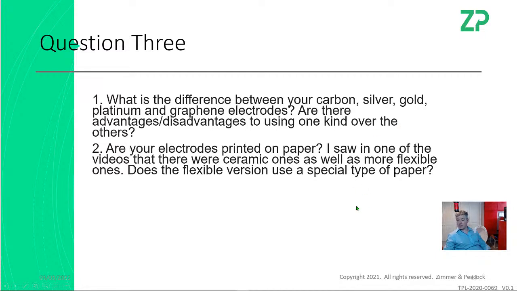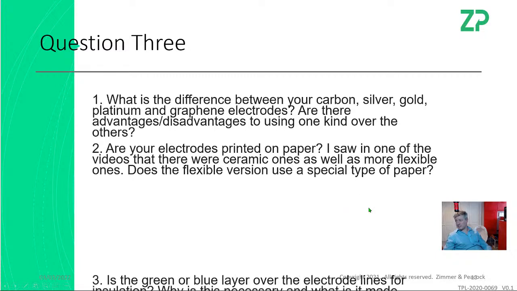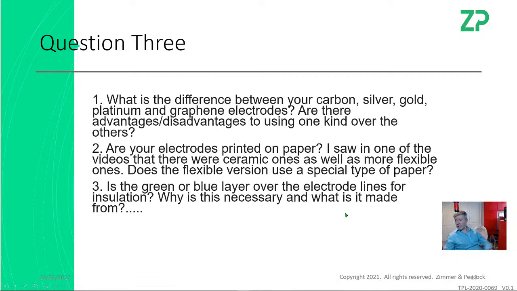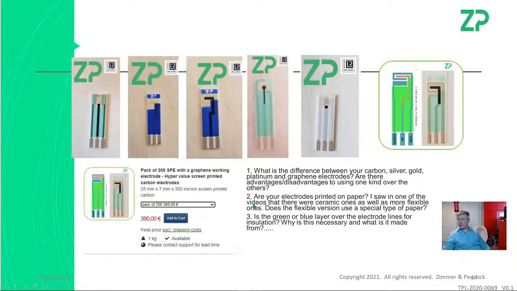At the moment we're not on paper, we're either on PET, whose trade name used to be Mylar, or on ceramic. The green or blue layers that you see are insulator. It's necessary because, I'll maybe go to the next slide. The reason we have these green or blue layers is because on the back side of the electrode we have where we make the electrical contact, then a conducting track, and then an exposed area here on the sensing end.